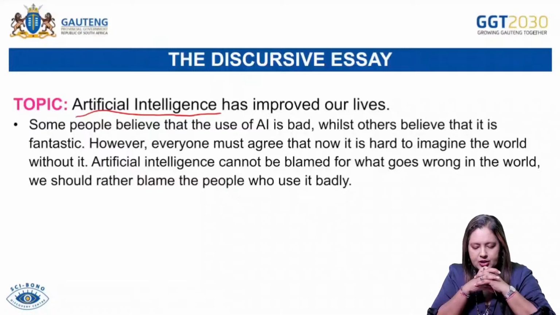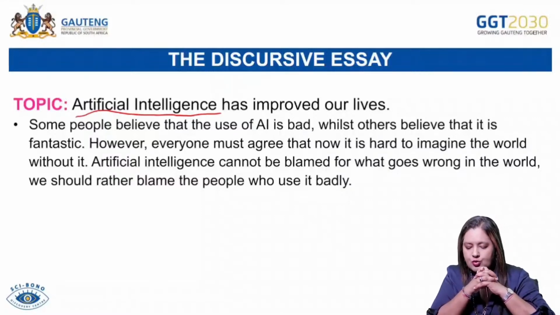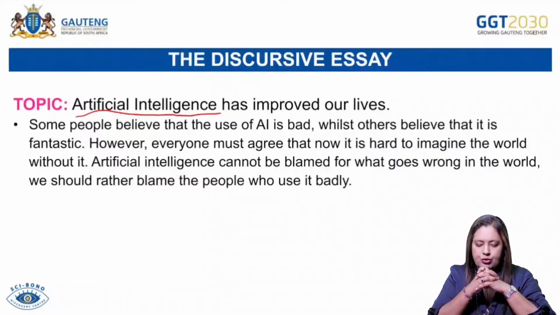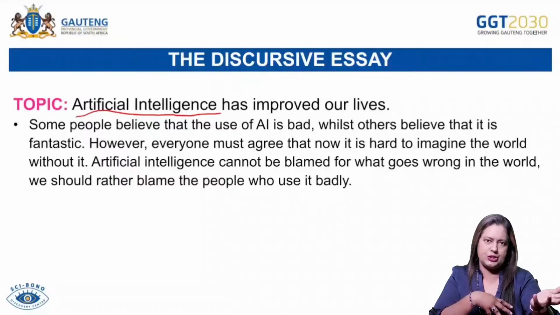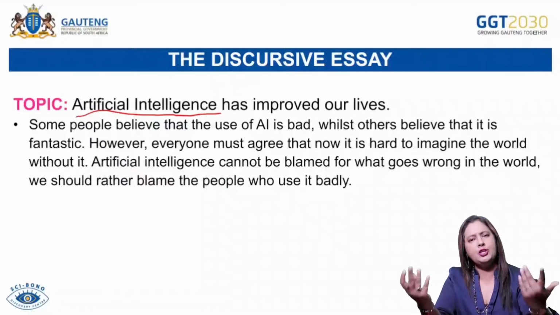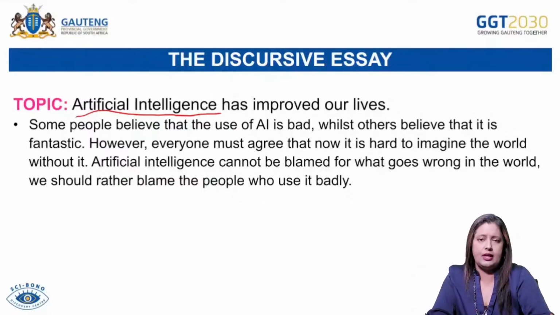Some people believe that the use of AI is bad, while others believe that it is fantastic. However, everyone must agree that now it is hard to imagine the world without it. Artificial intelligence cannot be blamed for what goes wrong in the world. We should rather blame the people who use it badly. Right. So very much linked to something like we would talk about with technology, right? There has to be a human behind it.